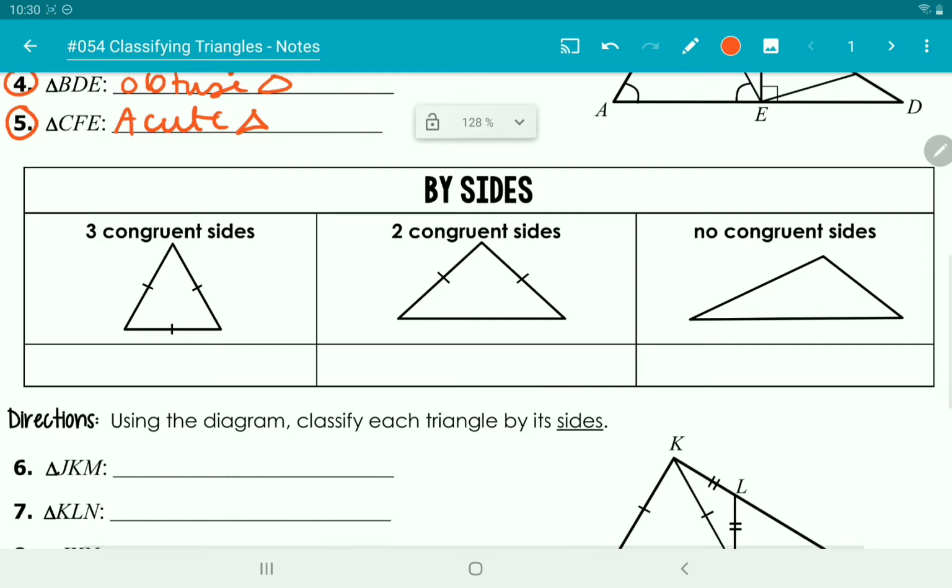So we can label them, like I said, by angles, but we can also classify the different triangles by their sides. So if it has three sides that are the same length, all three are the same, then it's an equilateral triangle.